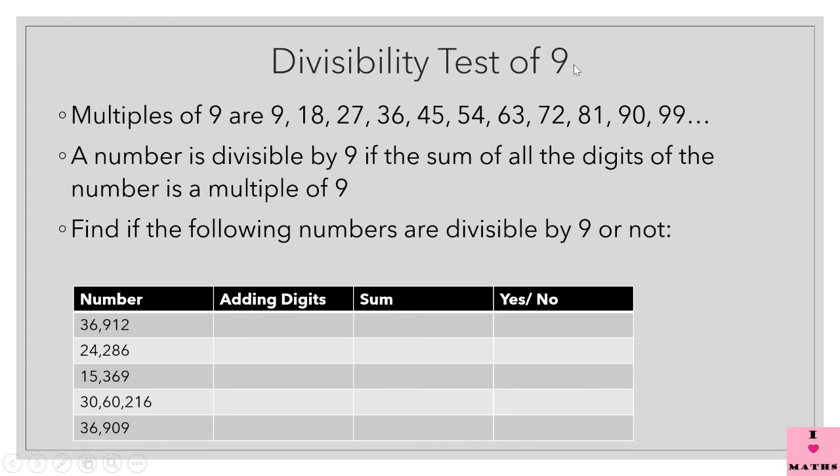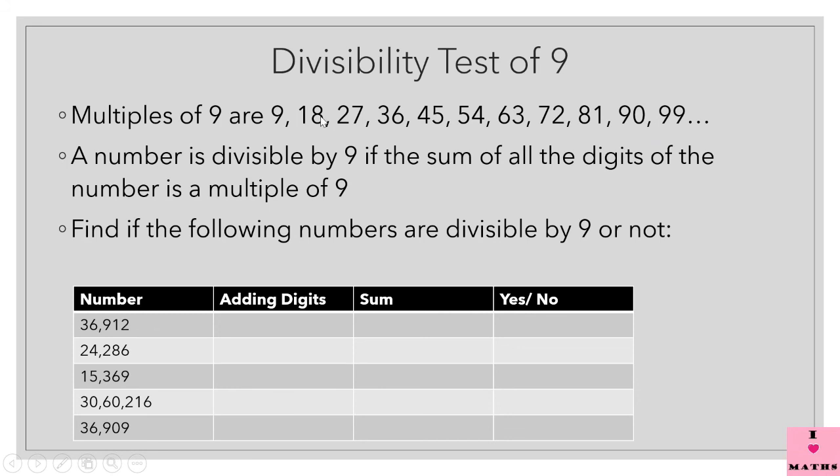Okay, now let us go to the divisibility test of 9. Divisibility test of 9 is very, very identical with the divisibility test of 3. Here also you have to add all the digits of the given number. If the sum of the digits is a multiple of 9, then the given number is also a multiple of 9. Come, let us see here. Multiples of 9 are 9 ones are 9, 9 twos are 18, 9 threes are 27, 9 fours are 36, 9 fives are 45, 9 sixes are 54, 9 sevens are 63, 9 eights are 72, 9 nines are 81, 9 tens are 90, and 9 elevens are 99, and so on.